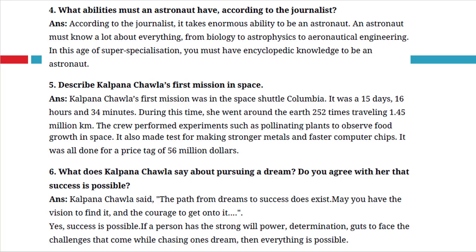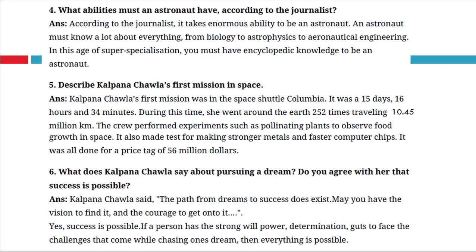Describe Kalpana Chawla's first mission in space. So, we need to describe Kalpana Chawla's first mission. So, let's see. Kalpana Chawla's first mission was in the space shuttle Columbia, right? That we have seen. And it was 15 days, 16 hours and 34 minutes long, right? During this time, she went around the earth 252 times, traveling 1.4 million kilometers. Okay.